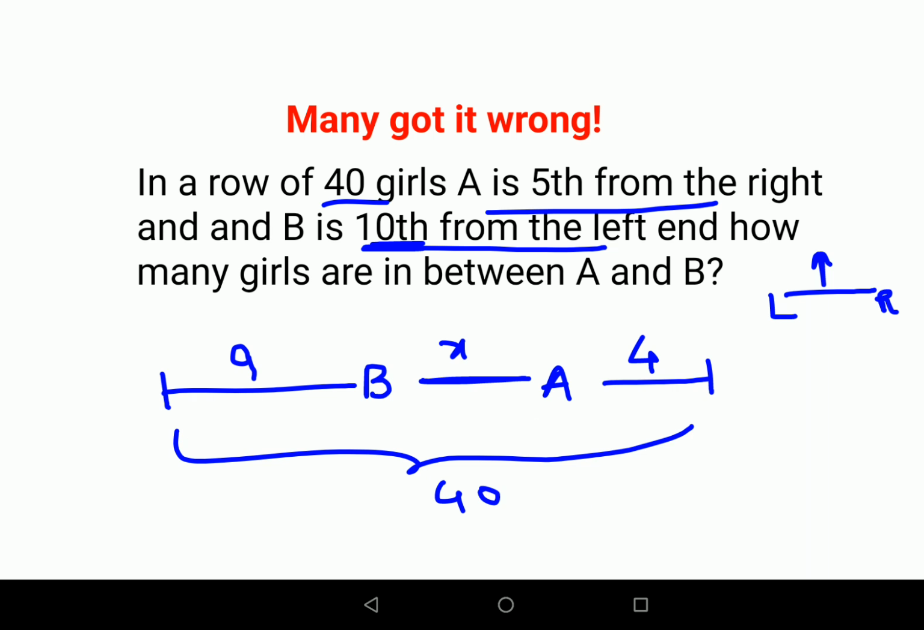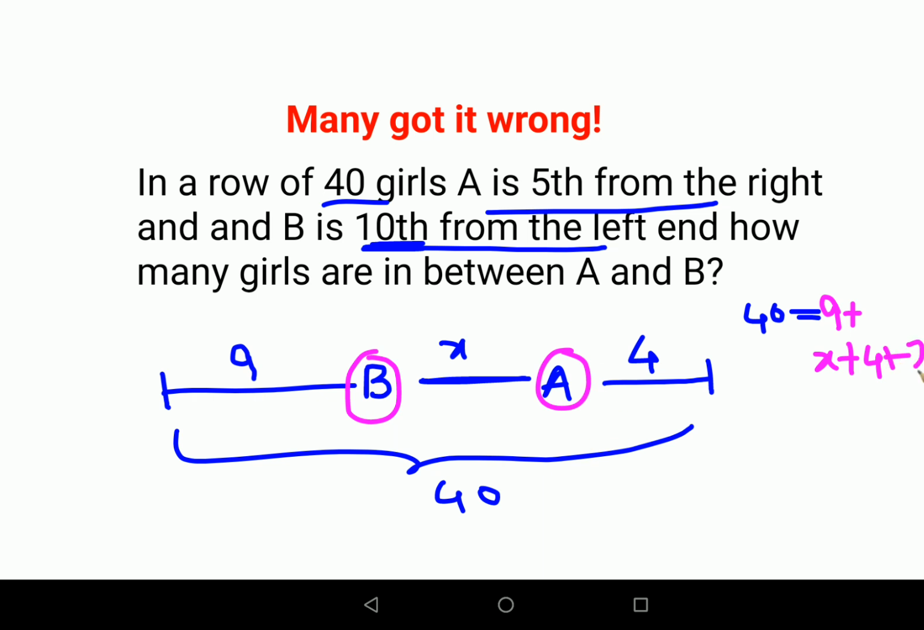In this scenario, we will start with 40 equals 9 plus X plus 4. But if you remember, B and A are also girls standing in the row, so we will add those two as well. So plus 2. For the value of X, we'll have 9 plus 4, which is 13, plus 2, it is 15. So 40 minus 15 gets you the value of X as nothing but 25.